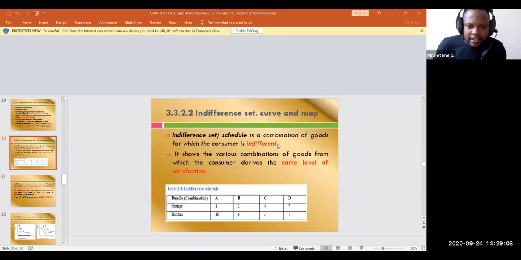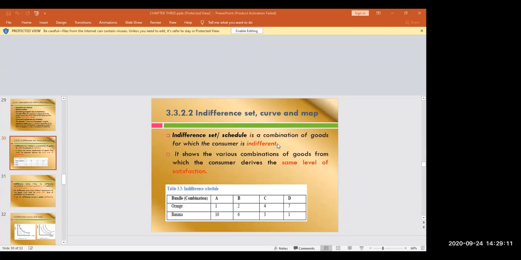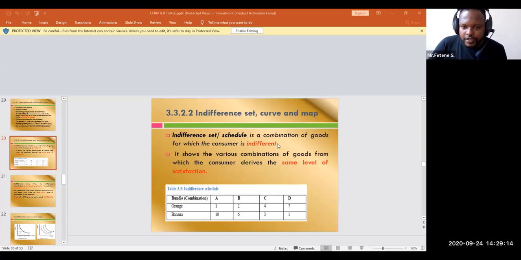So the second point is indifference curves and maps. When we say indifference schedule, it is a combination of goods for which the consumer is indifferent. In this case, we have 2 goods. The combination of those goods is called an indifference schedule. It shows the various combinations of goods from which the consumer derives the same level of satisfaction. We have 2 commodities. From those commodities, the consumer derives what? The same level of satisfaction.